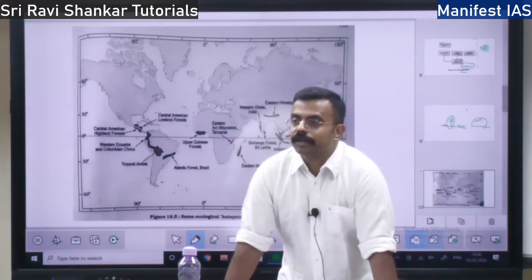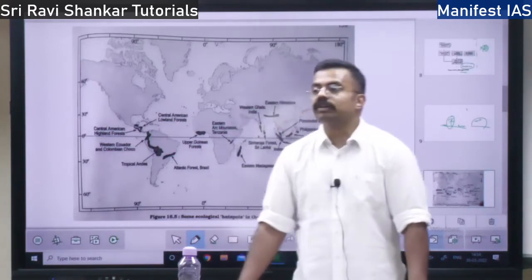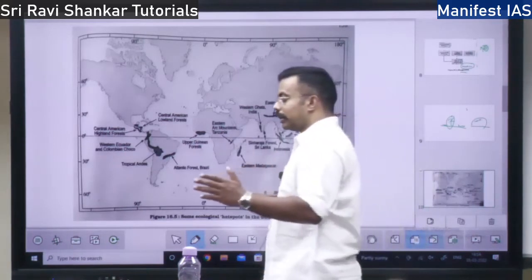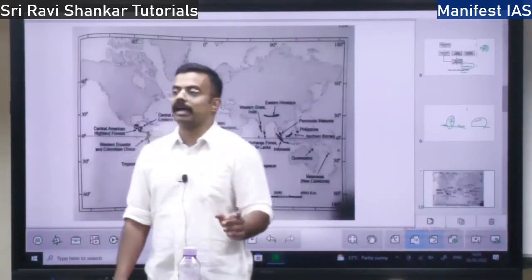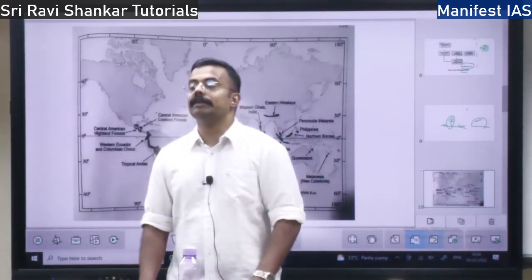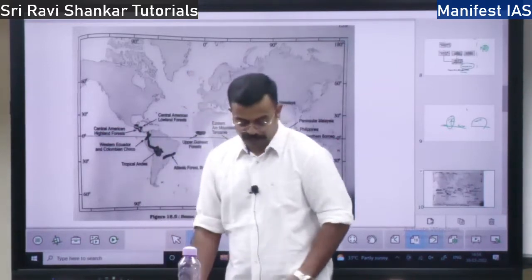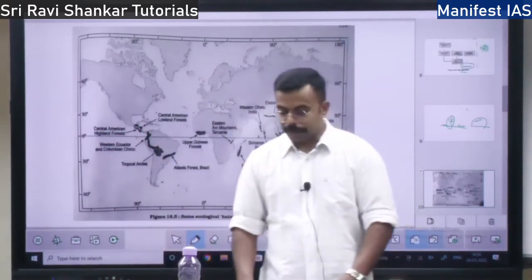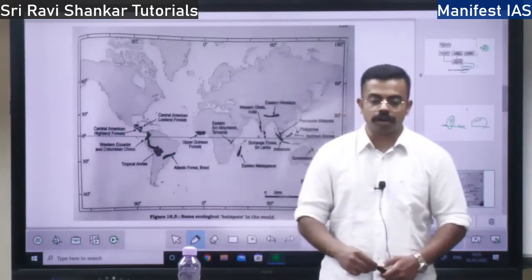It is decreasing because we are causing extinction of many animals and plants. There is one data point: 99% of the variety of animals and plants that were there on the earth, today they are extinct. 99% of the species, right? So when we talk about biodiversity, we should also talk about this fact.